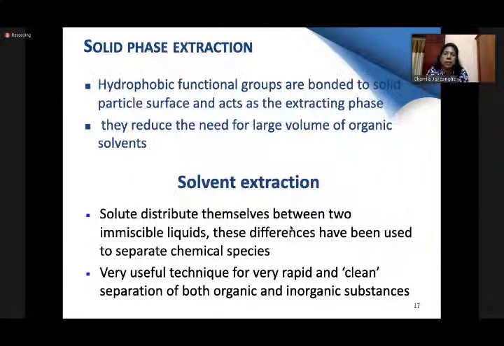The other one is solvent extraction. Solutes distribute themselves between two immiscible liquids. These differences have been used to separate chemical species. Solvent extraction is the previous one that I have discussed with you. It is a very useful technique for very rapid and clean separation of both organic and inorganic substances. This is also very good, but which separation technique we use depends on the sample we are going to analyze.